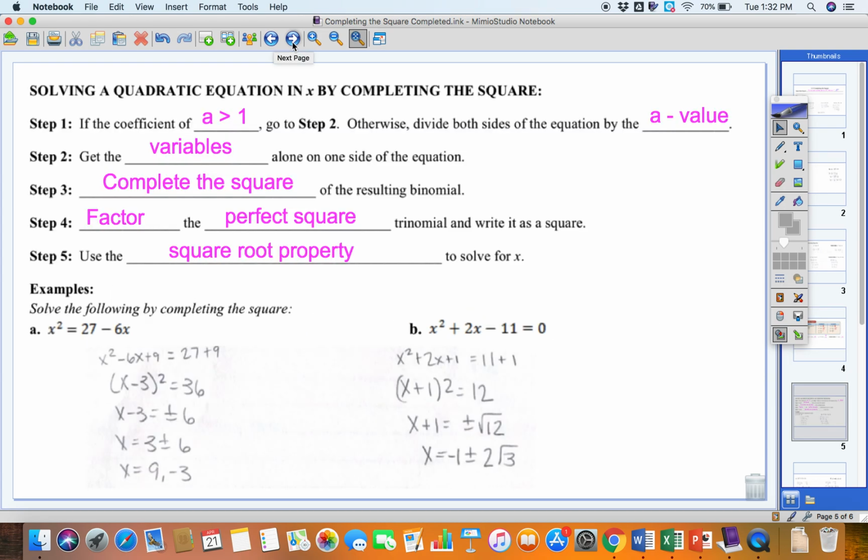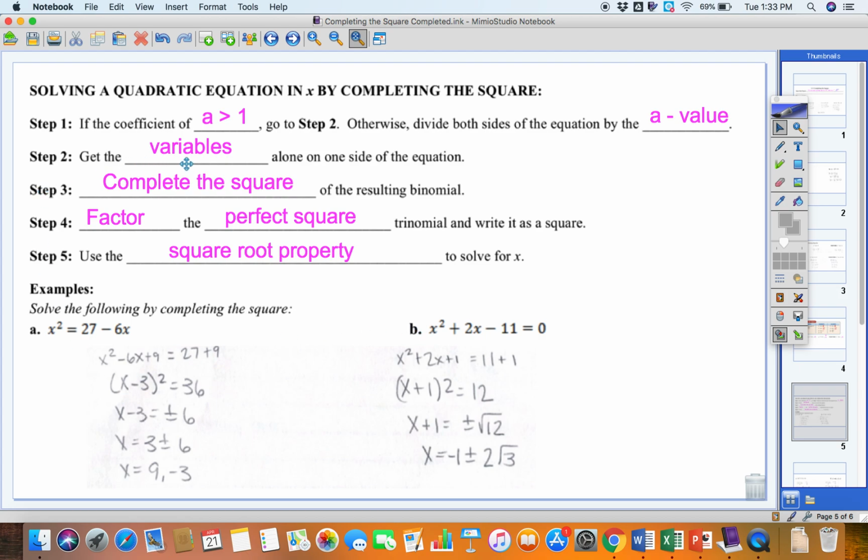So the steps to solving a quadratic equation by completing the square. Step 1, if the coefficient of a is 1, go to step 2. Otherwise, divide both sides of the equation by the a value. So that means if the term in front of your x squared is anything other than 1, you have to divide by the a value, and we'll look at some examples like that.